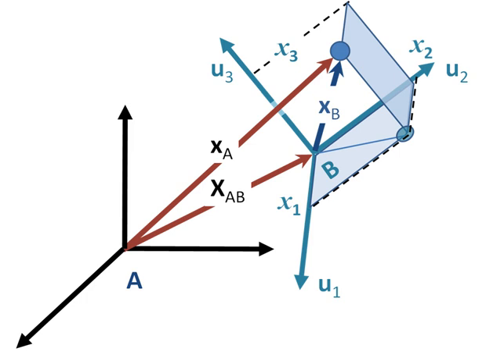Taking a time derivative, the velocity of the particle is dx_A/dt = dx_AB/dt + sum_{j=1}^{3} (dx_j/dt) u_j + sum_{j=1}^{3} x_j du_j/dt.